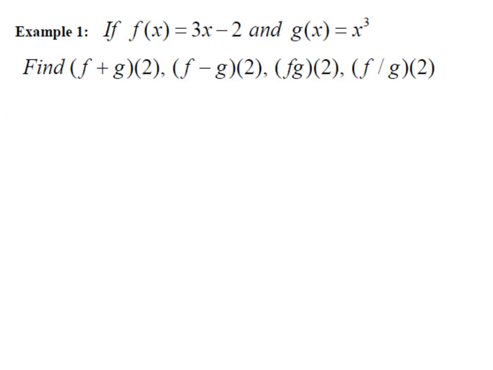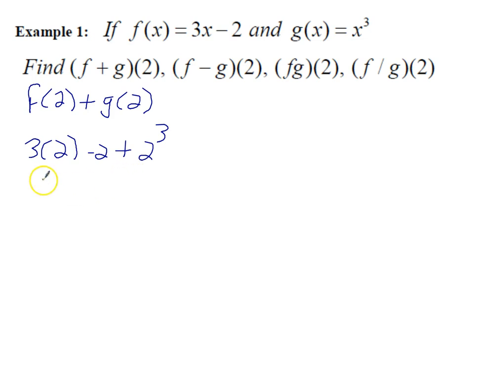So the first one we're going to do here is f plus g of 2. All that really means is that we are going to take whatever f of 2 is, and add it to whatever g of 2 is. So in this case, we're going to do 3 times 2 minus 2 plus 2 cubed. So we'll get 6 minus 2 plus 8, which turns out to be 12.